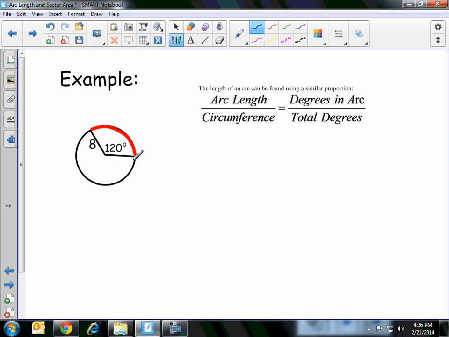Since we are finding the arc length here, this is what our x will be. Our circumference is 2 pi r, and that's equal to the degrees in the arc, which is given to us as 120 degrees, and we set that up over our ratio of the total degrees, 360. Just like in any proportion, we cross multiply to solve.